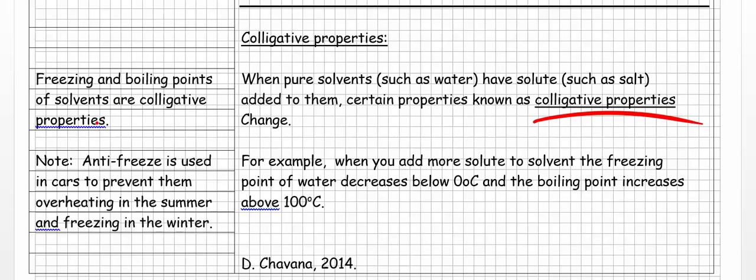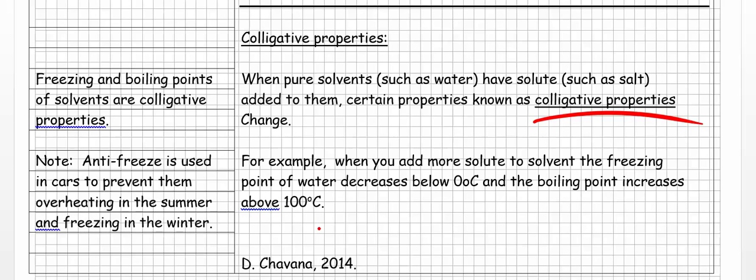Freezing point and boiling points of solvents are colligative properties. These are going to change when you add a solute to this solvent. So let's take an example. For example, when you add more solute to solvent, the freezing point of water decreases below 0 degrees Celsius. So when you've heard that the freezing point of water is 0 degrees Celsius, that's for pure water. And the boiling point increases above 100 degrees. 100 degrees is for pure water.